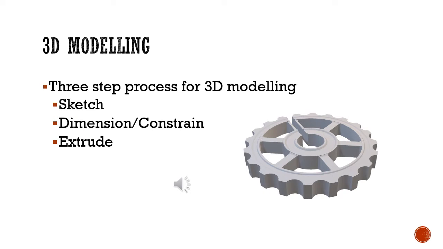There's really a three-step process for 3D modeling, and that holds true regardless of the kind of software that you use. The first step is to sketch the general shape of the part. The second step is to add dimensions and constraints to that sketch. And thirdly, we would extrude the sketch to create a solid object.